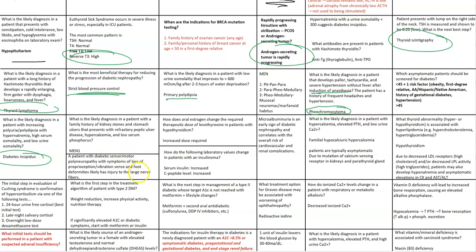A patient with sensory motor polyneuropathy with symptoms of loss of proprioception, vibration sense, and large foot deformities has large nerve fibers that are damaged. How does oral estrogen change the required therapeutic dose of levothyroxine in patients with hypothyroidism? There's an increased dose required.